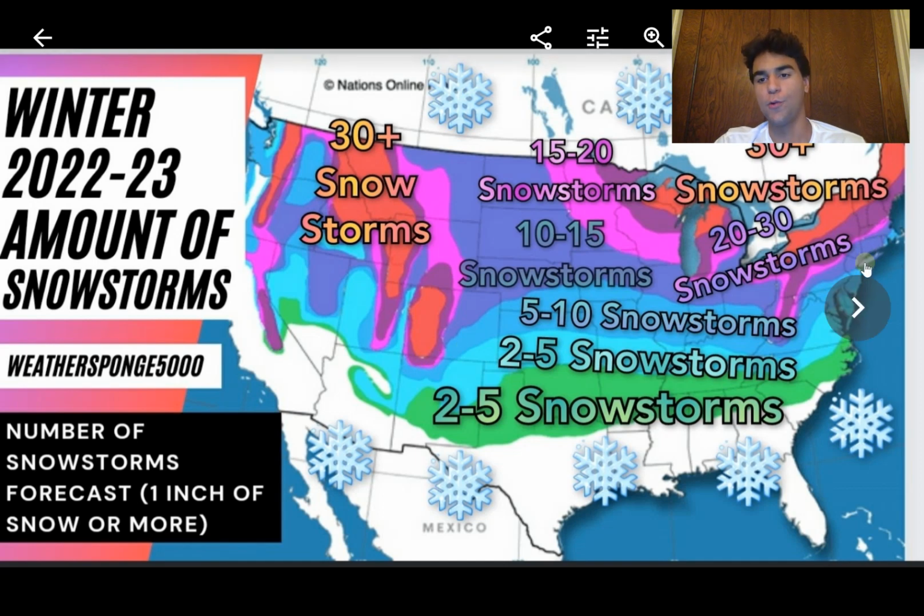It's more than average for places like New York City and Chicago, so keep that in mind going into this winter. 5 to 10 snowstorms just to the south of it. This includes bigger cities like Philadelphia. This includes a coastal area of Massachusetts, Washington, D.C. and St. Louis, which should receive 5 to 10 snowstorms this year, so definitely keep that in mind as well. 2 to 5 snowstorms just to the south of that, and then I meant to put 1 to 2 snowstorms in the green. I apologize for that, but in the green you should expect 1 to 2 snowstorms this winter, so definitely keep that in mind.